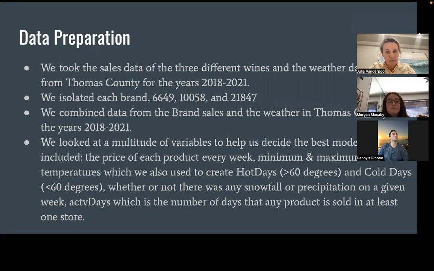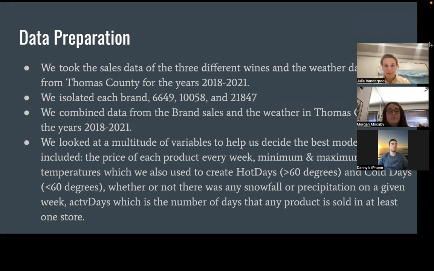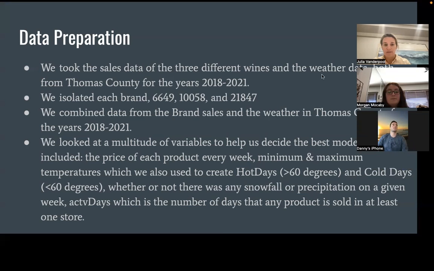And then we looked at a multitude of variables to help us decide the best model. These included the price of each product every week, minimum and maximum temperatures, which we also used to create a dummy variable hot days, which is weather over 60 degrees, and cold days, which is weather under 60 degrees. Whether or not there's any snowfall or precipitation on a given week. Active days is the number of days that any product is sold in at least one store.